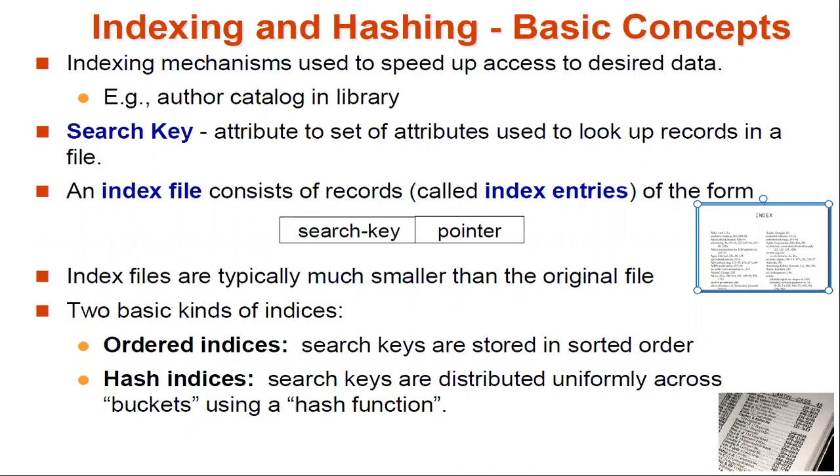So when you talk about indexes, there are two types of indexes: ordered indices and hash indices. The plural form is indices. First we'll discuss ordered indices, and then we'll move on to hash indices next.